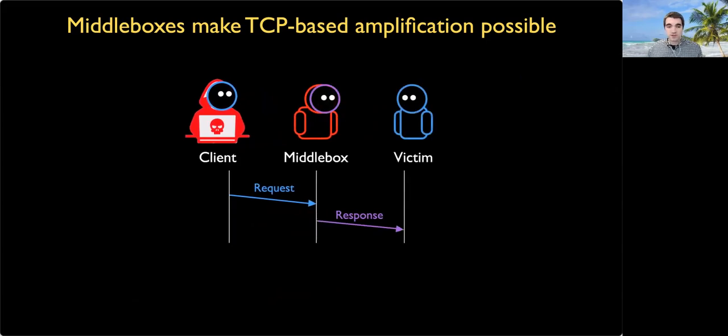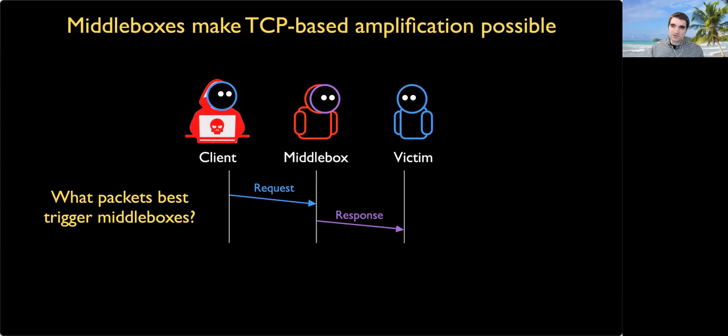This leaves us with 2 questions. First, what is the best way to trigger these Middleboxes? And as we'll see, it's often not enough just to send the request. You often need to do a little bit more work than that. And second, what kinds of amplification factors can this attack give us?